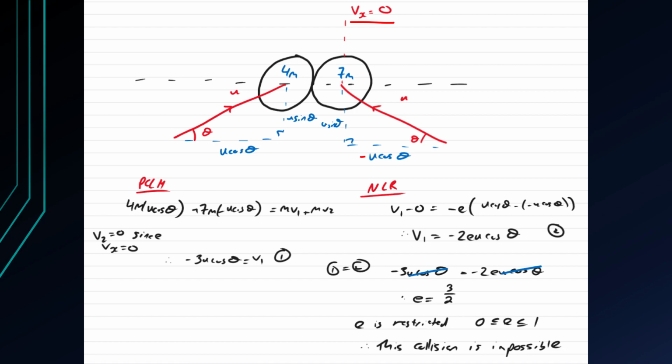Now, of course, this can't happen because e has to be between 0 and 1. So because the coefficient of restitution is outside of the valid range, we can conclude that a collision like this is impossible.